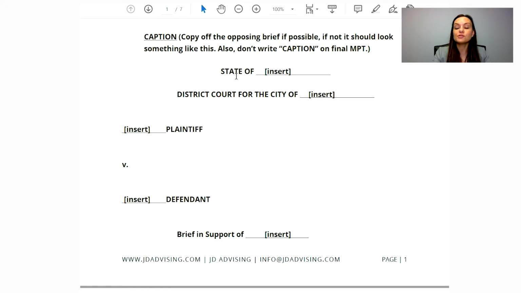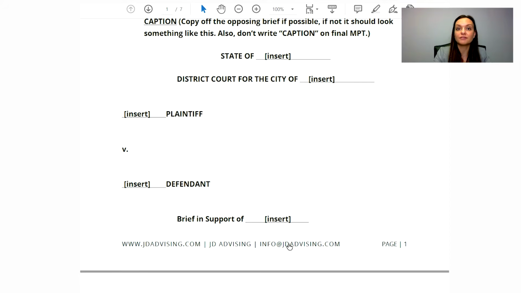Usually you are in the state of Franklin on the MPT. So you would write State of Franklin, or whatever state you're in, District Court for the City of, or for the County of. It just depends upon your fact pattern. You'll insert whatever is applicable. Next up on your caption is always the plaintiff's name, followed by the actual word plaintiff, versus defendant, always followed by that actual word defendant. And then will come the title of your brief: the Brief in Support of, and then insert whatever it is called. You'll have this information in your task memo because they'll tell you what type of brief you're drafting.